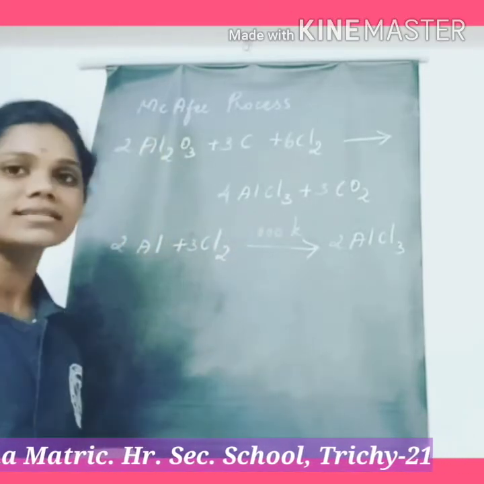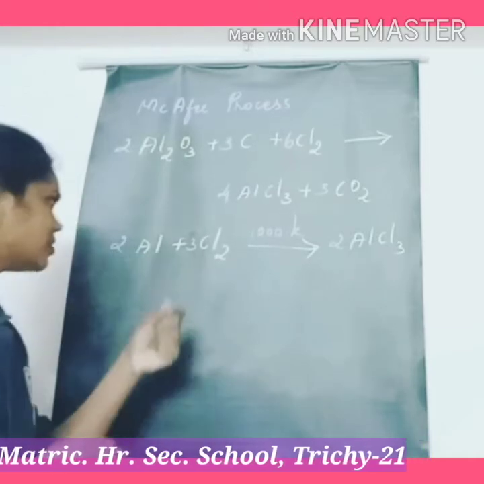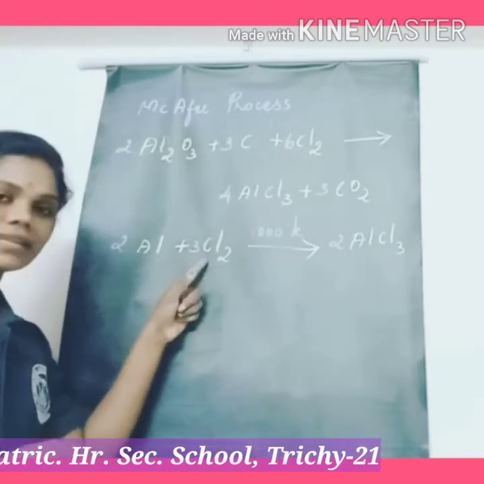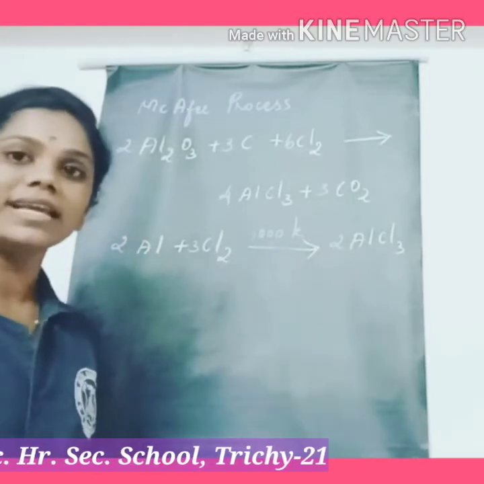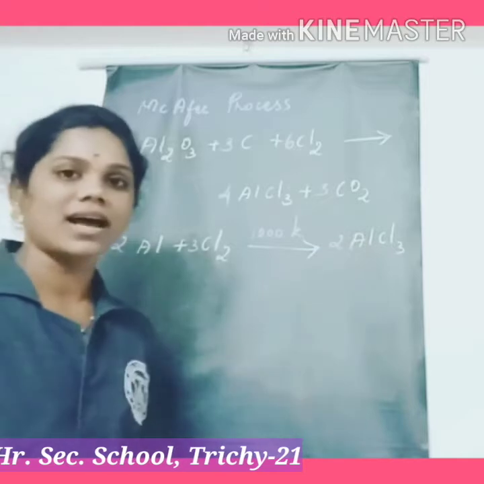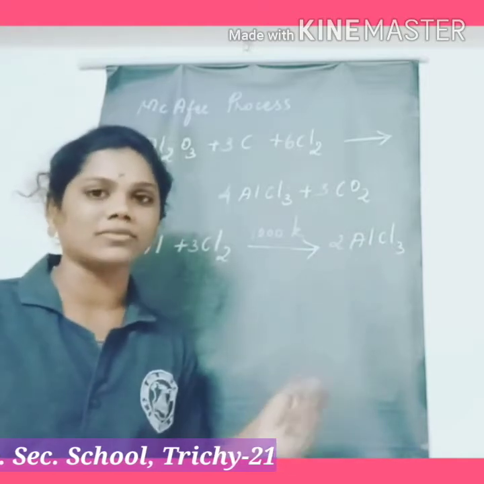And next one, industrial preparation. In industrial preparation, aluminium is reacted with chlorine around 1000 Kelvin. It is converted into aluminium trichloride. So this is also the anhydrous form. So this is the McAfee process.